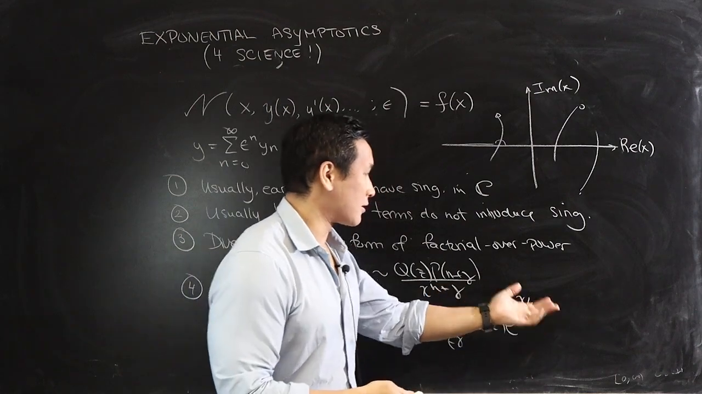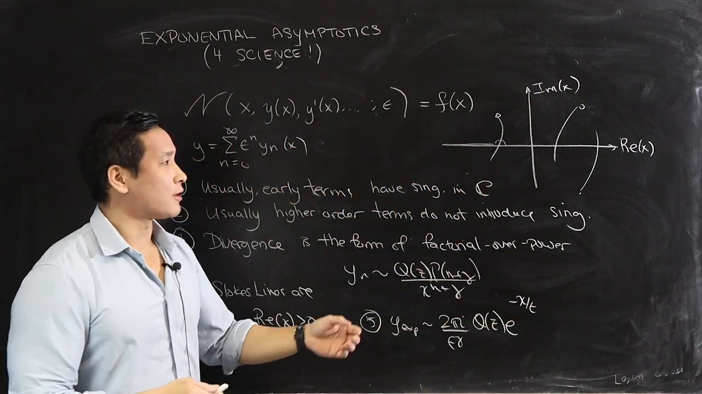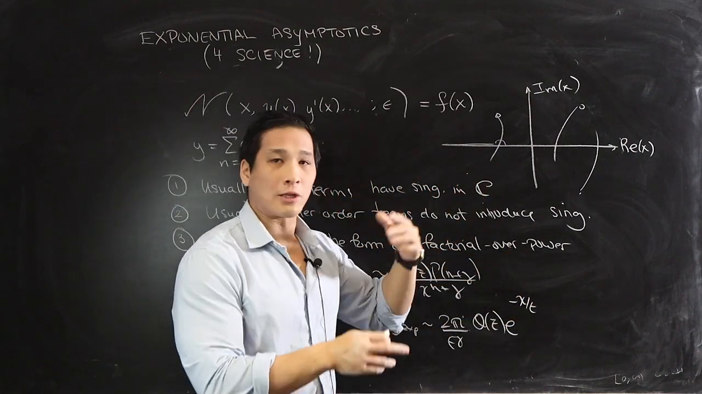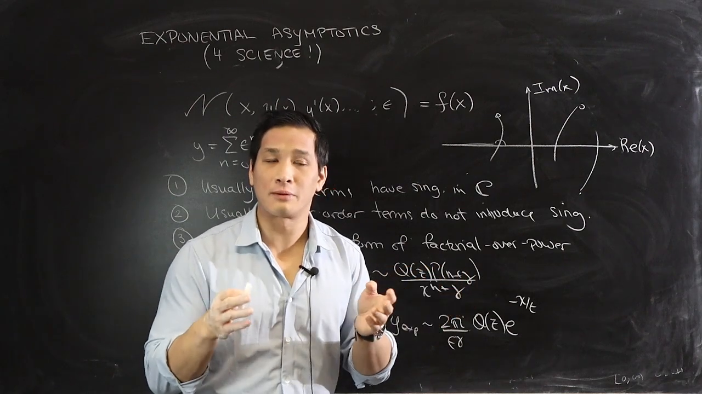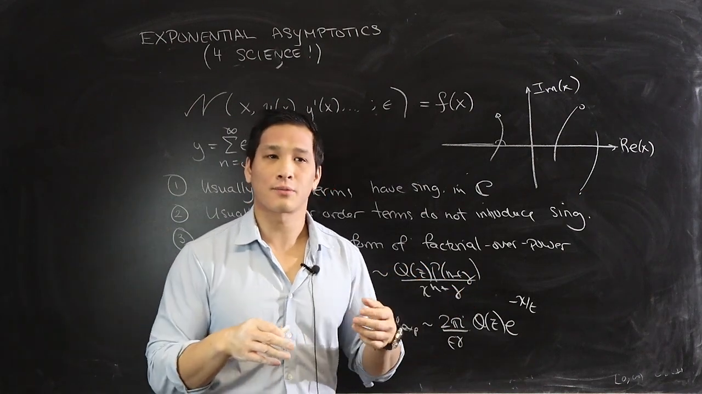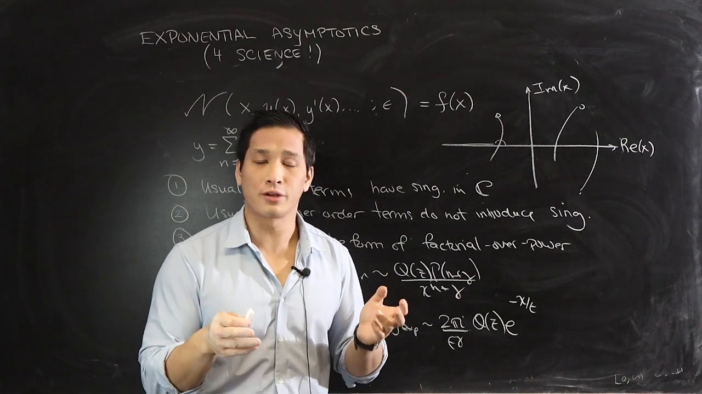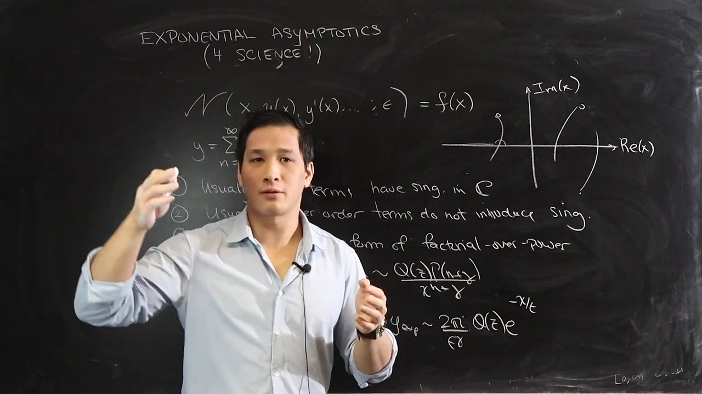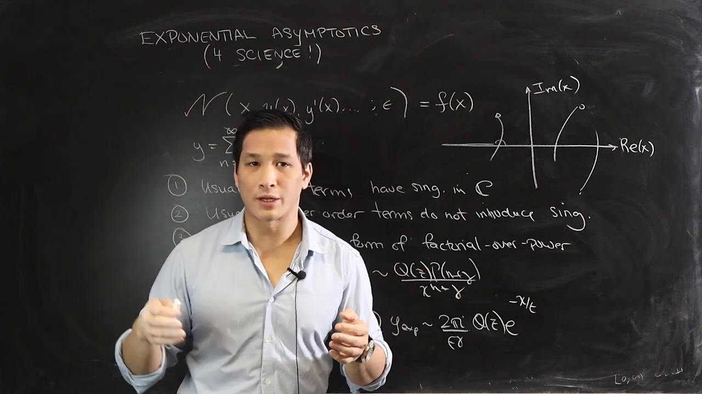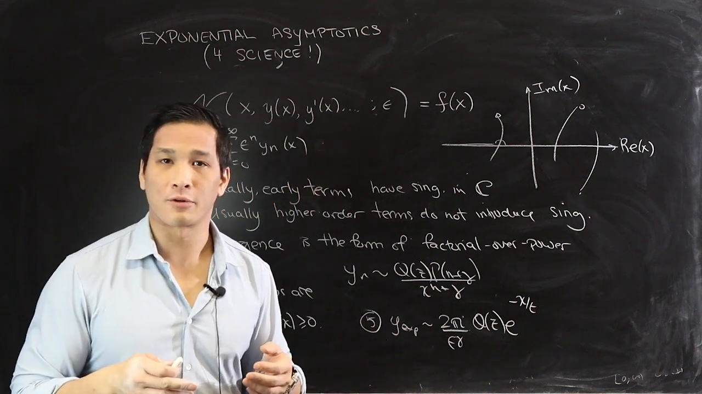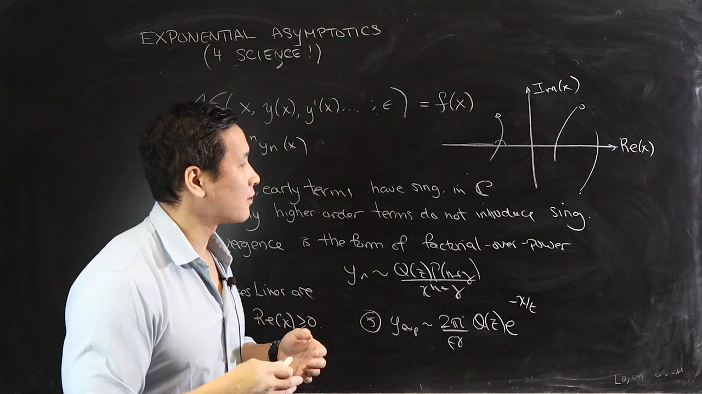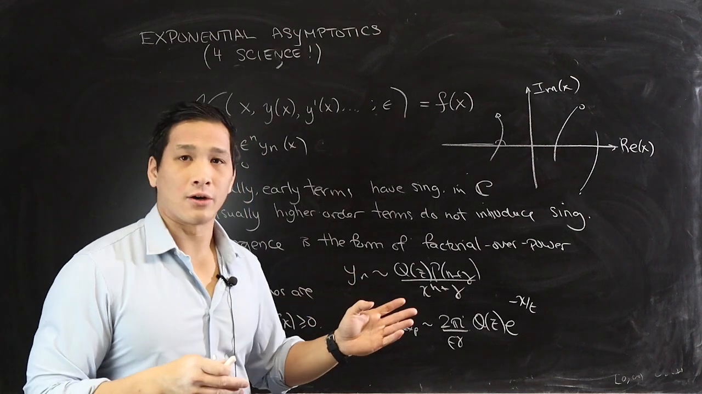The other thing about this picture is that there may be lots of singularities in the complex plane. In fact, for nonlinear problems, there are infinitely many singularities. Usually the singularities will be a discrete set of points, a countably infinite number of discrete points.